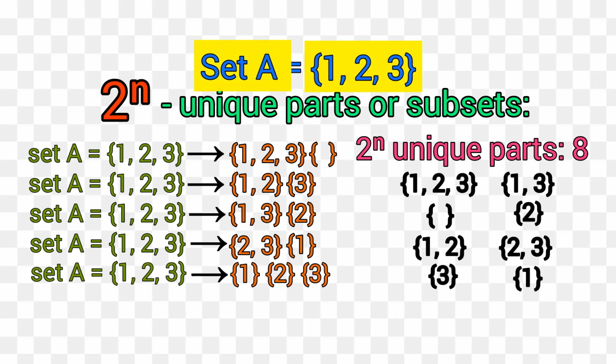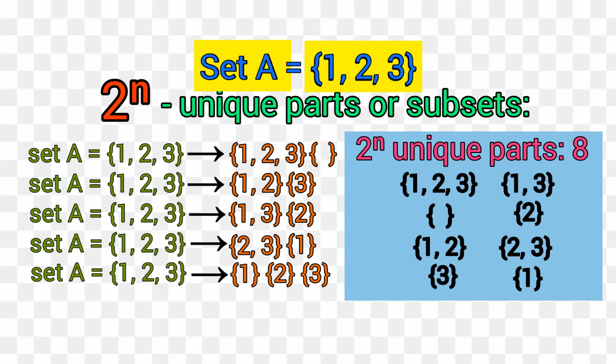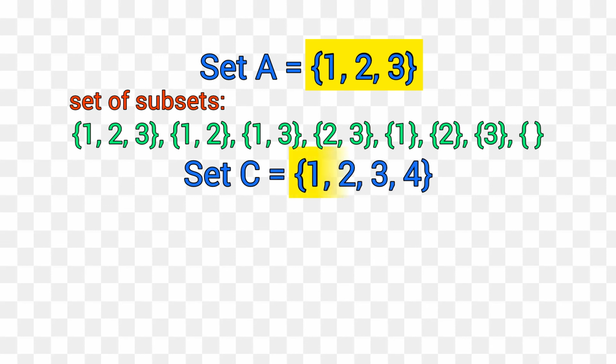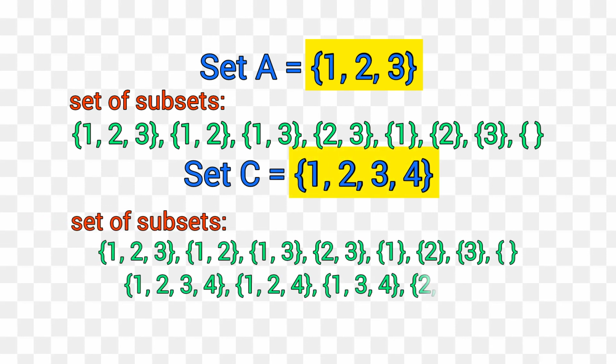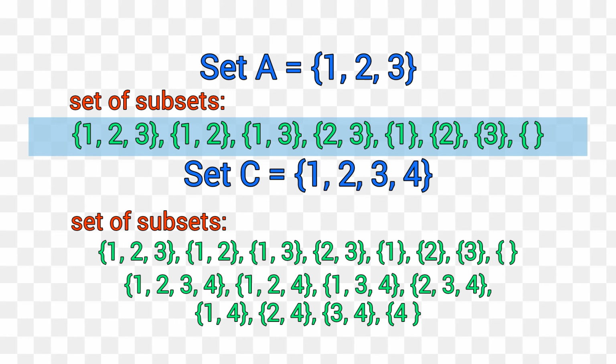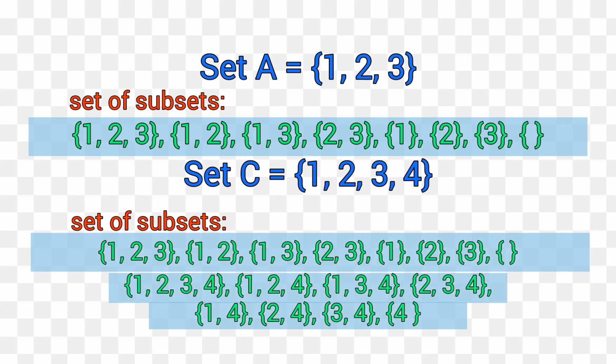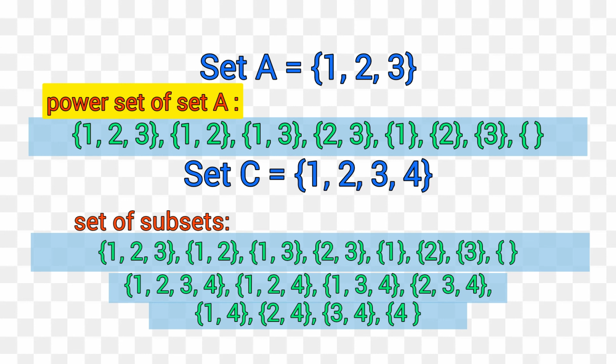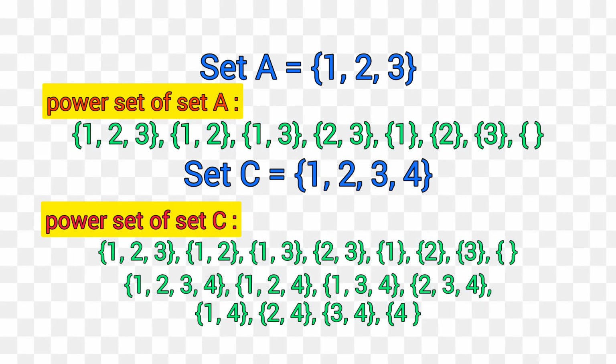Every set with elements unique from those of another set has a set of unique subsets that differs from that of the other set. In our previous example, you can observe that set A with 3 elements has a different set of subsets than that of set C with 4 elements. These 2 sets of subsets are collections of themselves and must belong to a set. Mathematicians call this set the power set. Specifically, the first is the power set of set A, and the other one is the power set of set C. And by definition, a power set is a set that contains all the subsets of a set.